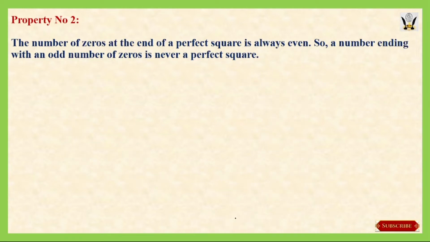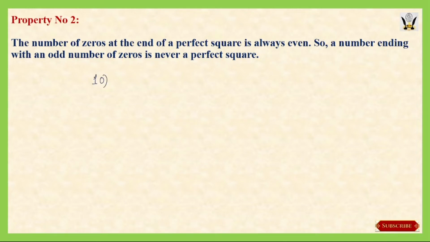Now if I move on to the second property, it says that the number of zeros at the end of a perfect square is always even. So a number ending with an odd number of zeros is never a perfect square. Let's understand this with a few examples.